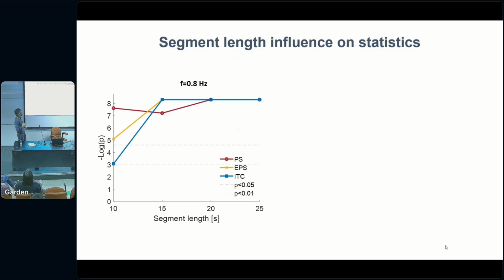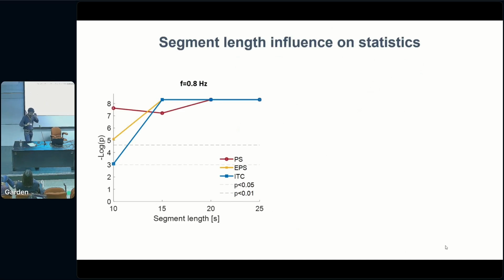And the result here is that, let's take it as a t-value, let's say. So this is the t-value of the 0.8 Hertz stimulation compared to the rest of stimulation for the 12 subjects. And again, here you see at 25 seconds, all the 3 measures give the maximum. And when you decrease, what happens here is that the intertrial coherence goes down for the shortest length, while the one that resists more is the power spectrum.